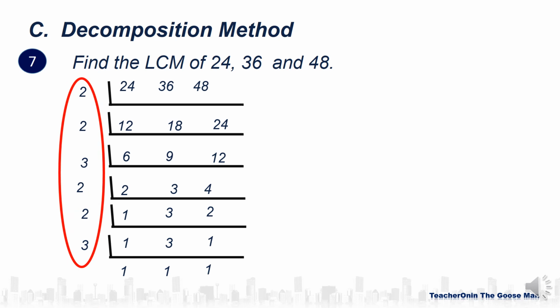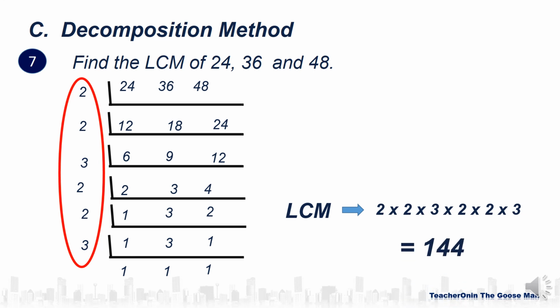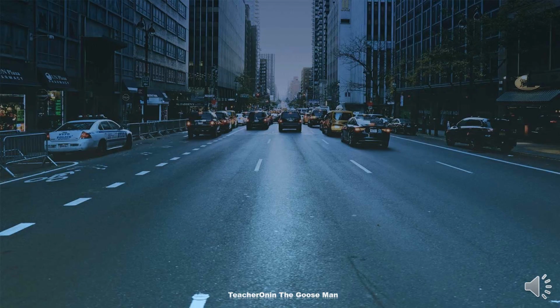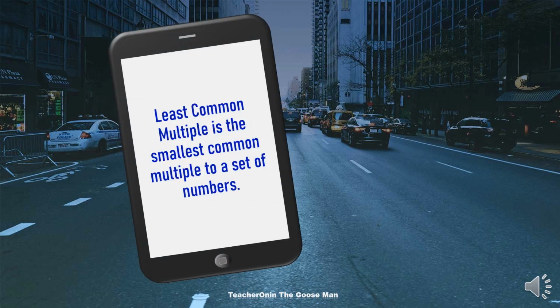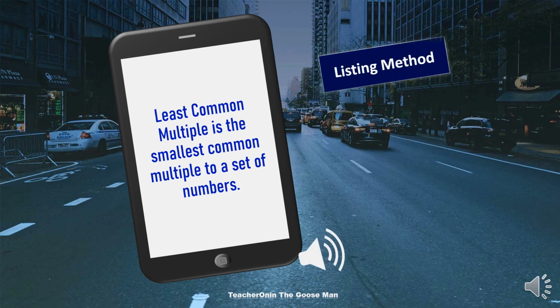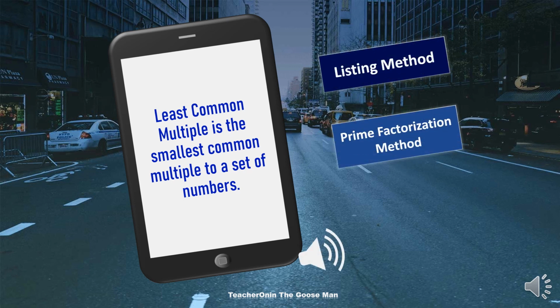So the factors of the LCM are 2 times 2 times 3 times 2 times 2 times 3. I can rewrite this horizontally, then multiply. Therefore, the LCM is equal to 144. Again, the LCM of 24, 36, and 48 is 144. To summarize our discussion, the least common multiple is the smallest common multiple of a set of numbers. So we can either use the listing method, the prime factorization method, or the decomposition method.